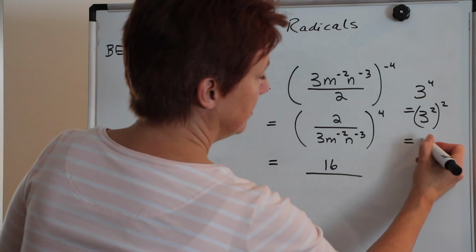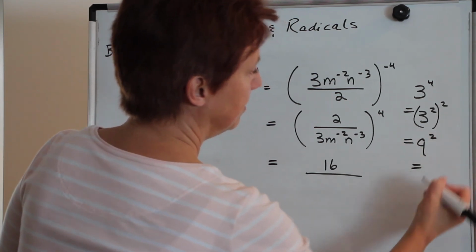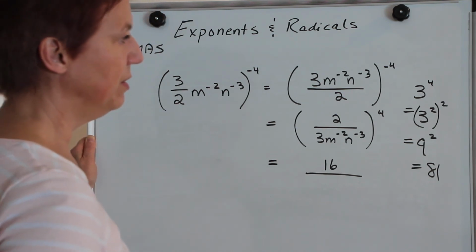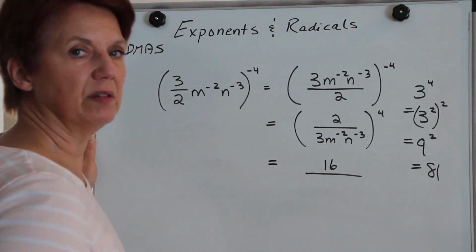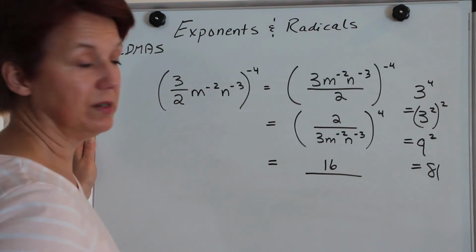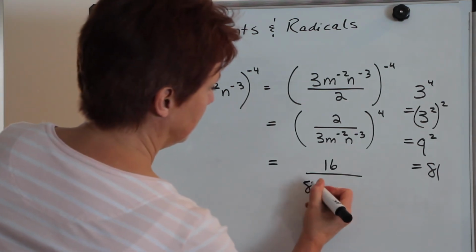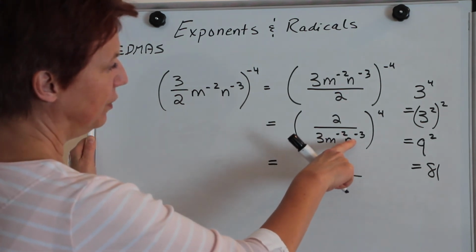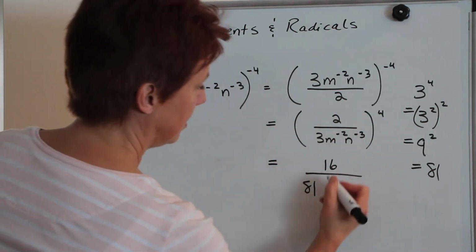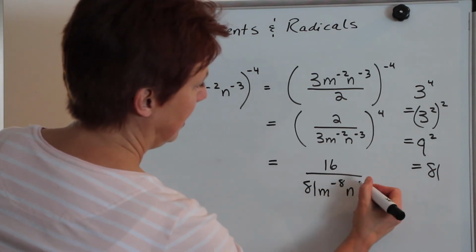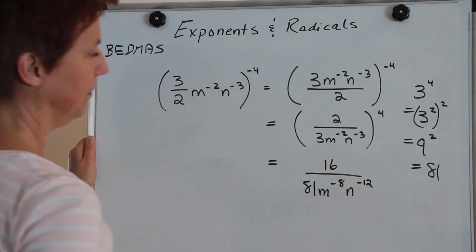Now 3 squared is 9. And 9 squared, pretty much everybody knows this one, is 81, okay? So that's how you can deconstruct a higher power so that you can solve it more easily in your head. Okay, so we got an 81 there, and then the m to the -2 and the n to the -3 have to be raised to that 4 as well. So we're going to get m to the -8 and n to the -12.